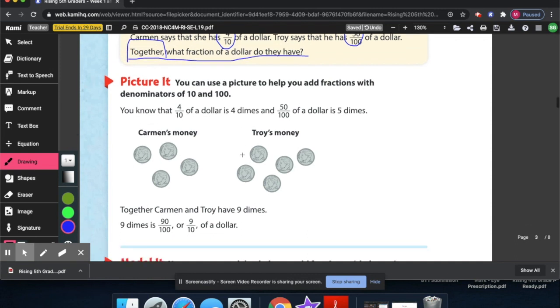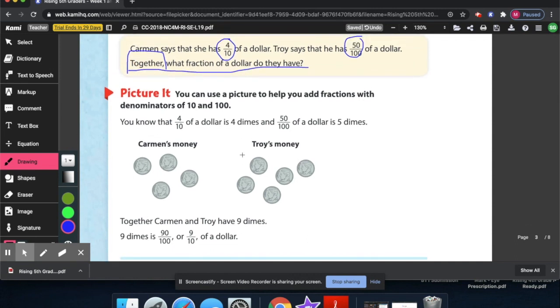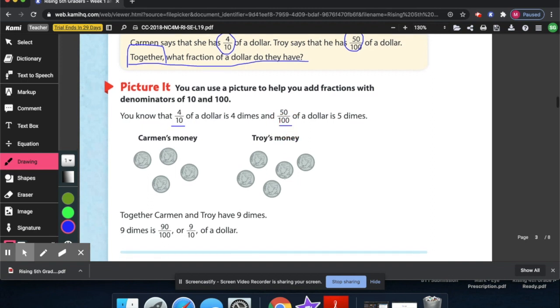Okay, they give us a picture. You can use a picture to help you add fractions with denominators of 10 and 100. You know 4/10 of a dollar is 4 dimes, and 50 hundredths of a dollar is 5 dimes. And they put Carmen's money and Troy's money, and they list out the dimes of how they're representing the two fractions they just gave you.